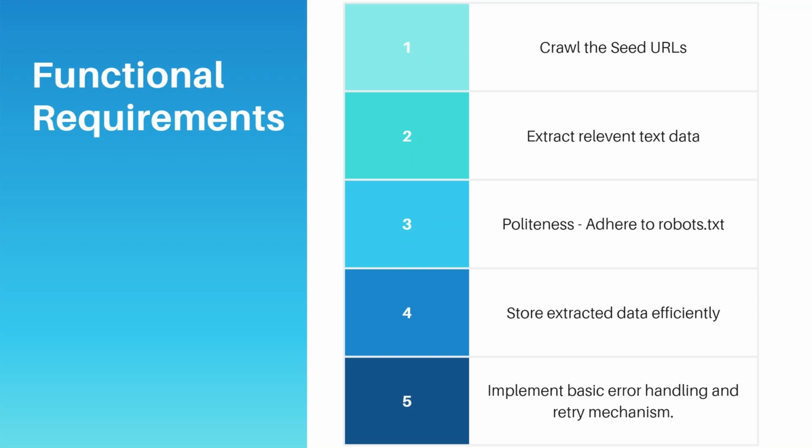Now, what politeness is, which is our third point. Politeness is to adhere to the robots.txt file. Now, what is the robots.txt file? It tells search engine crawlers which URLs the crawler can access on your site. This file is present in your web application or your website. It is used mainly to avoid overloading your site with requests.